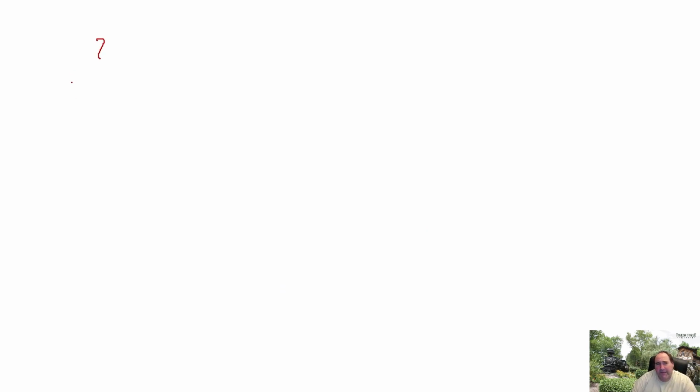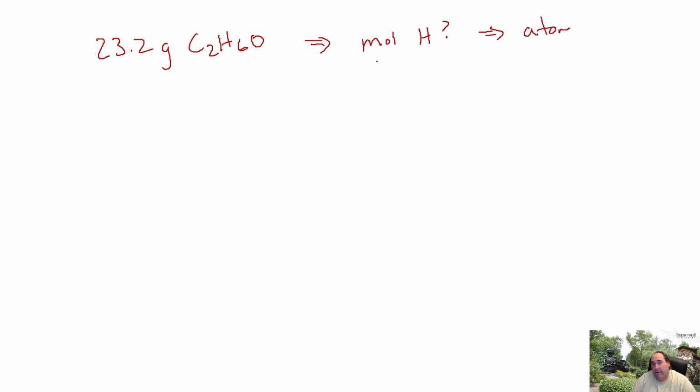So let's say we had our 23.2 grams of our ethanol. And let's say in this case, we wanted to know how many moles of hydrogen there are and how many atoms of hydrogen are there. So we want to approach this problem a little bit different. And the difference in this problem is we are starting with ethanol here, which is all three of those elements, carbon, hydrogen, oxygen together. We're actually just interested in the hydrogen part.